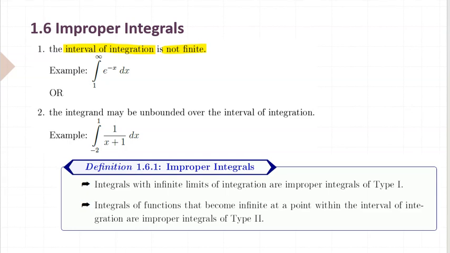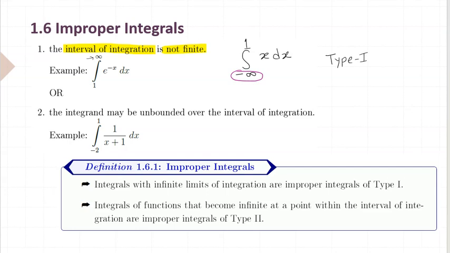For example, if you see the limit of the integral, here the upper limit is infinity. So this is an improper integral. Another example, you can say minus infinity to 1 of, say, x dx. Again, you see here that the lower limit is infinite. So again, this is an improper integral. These kinds of improper integrals are called type 1 of improper integral.